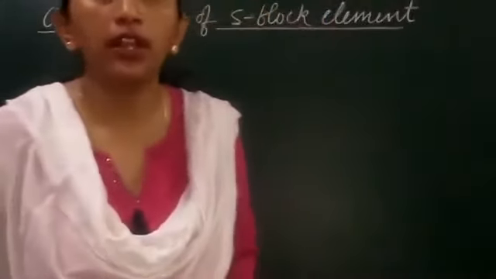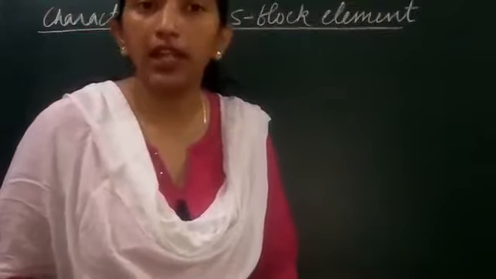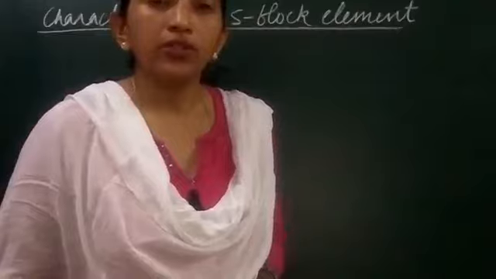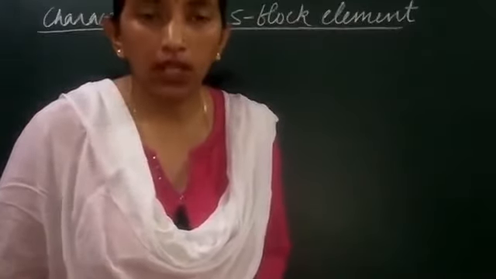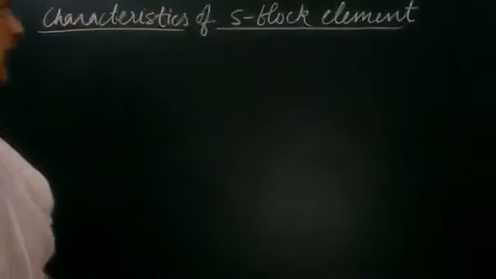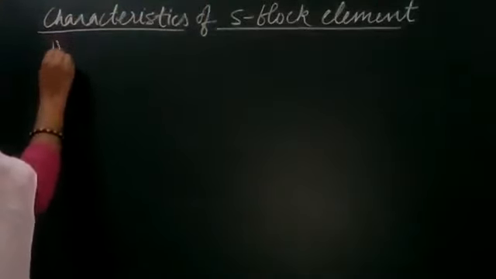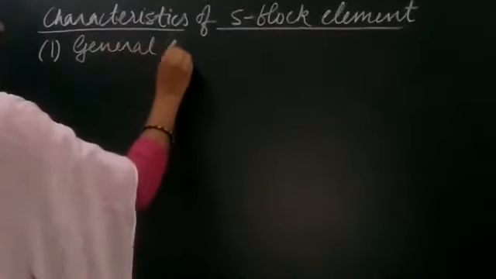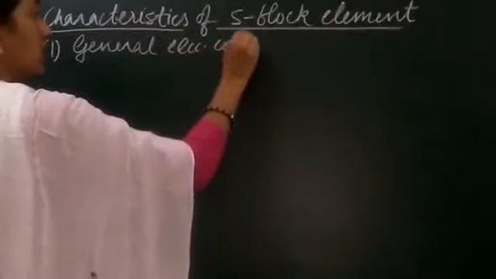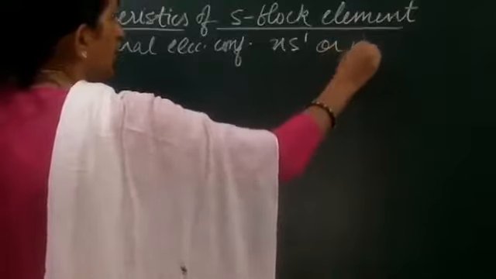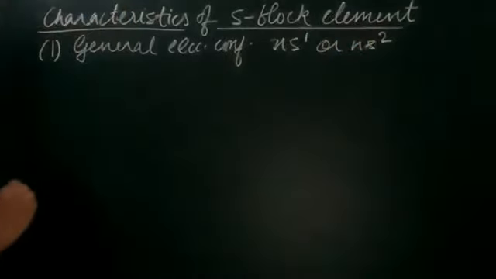Students, we have just seen the schematic representation of the periodic table mentioning the positions of the elements based on the blocks. Now we are going to discuss the s block, p block, d block and f block elements individually. We'll begin with the s block elements. The s block elements have the general electronic configuration ns1 or ns2, right students?